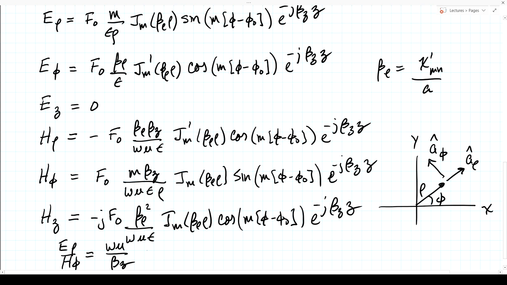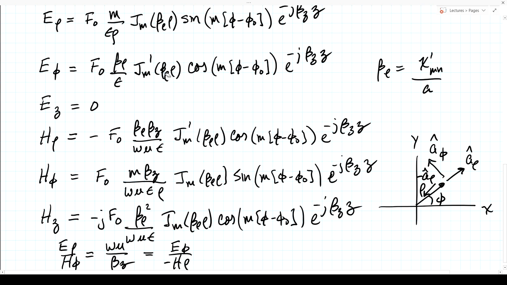If you take E phi over minus H rho, because if E was in the phi direction, then 90 degrees in a right-hand sense from that would be in the minus a rho hat direction. So if you take E phi over minus H rho, that gets rid of that minus sign.